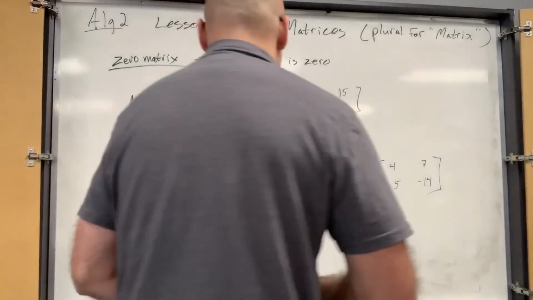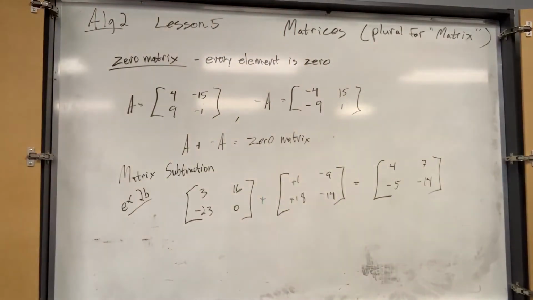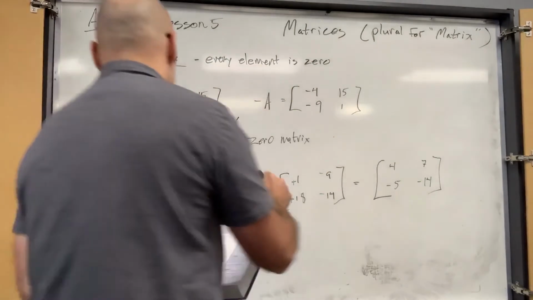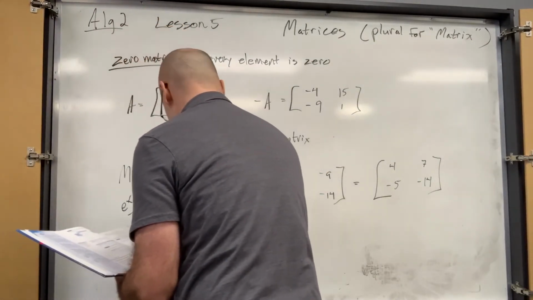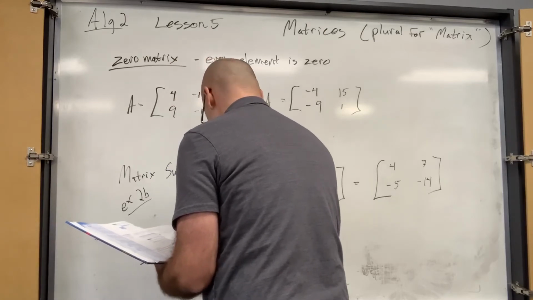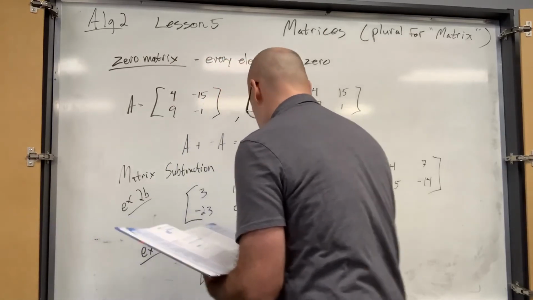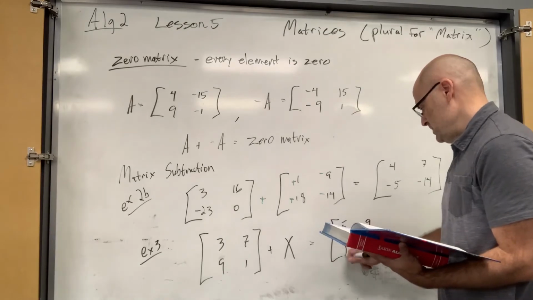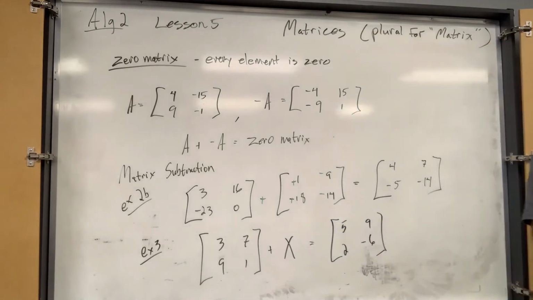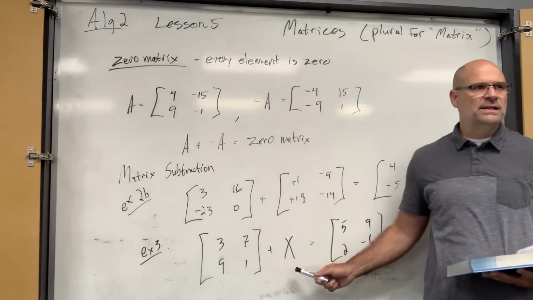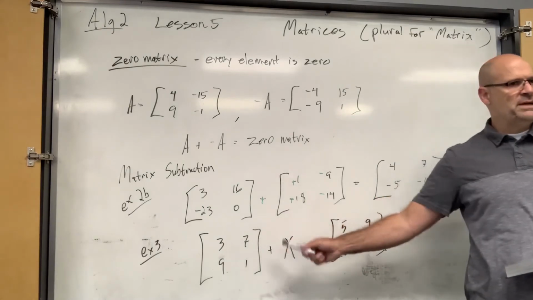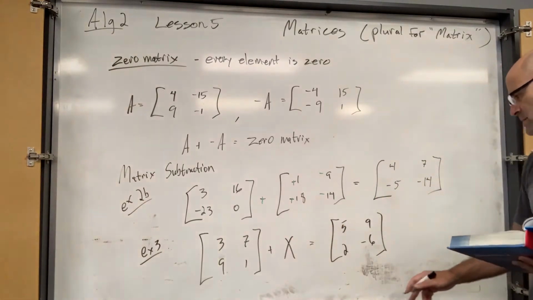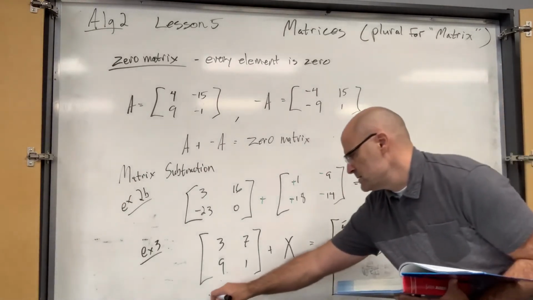All right, so you can just algebra this a little bit. For example, here's example 3: 3, 7, 9, 1 plus big fat X equals 5, 9, 2, negative 6. How do you solve for X? Well, let's apply algebra. How do you get X by itself? You have to get rid of everything on that side, right? How do you get rid of a matrix that's being added? Subtract that matrix. So we're going to subtract this matrix.